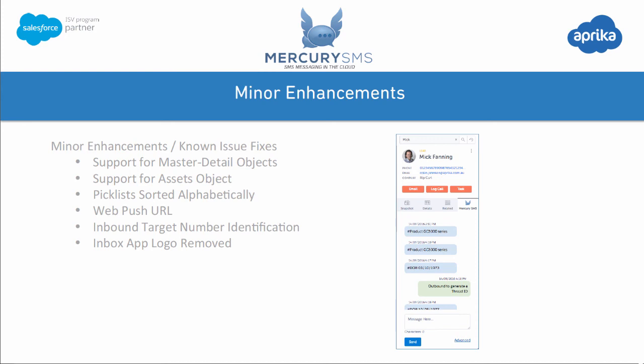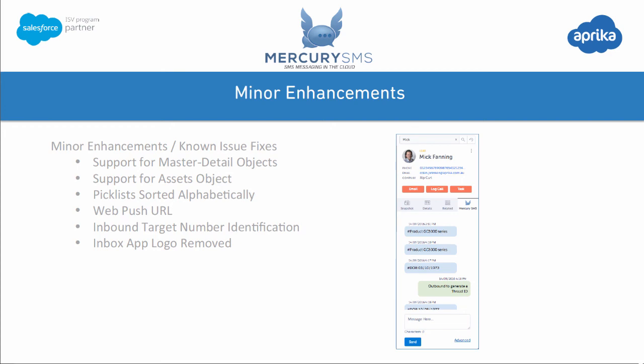A few things that we're tidying up. The pick lists in and around the pages are now all being sorted alphabetically, and one major thing that we're including is an enhancement to the web push URL. The web push URL has been updated so it no longer will reference the instance of your Salesforce org. So for example, you might be on NA1 or EU0 or AP4.